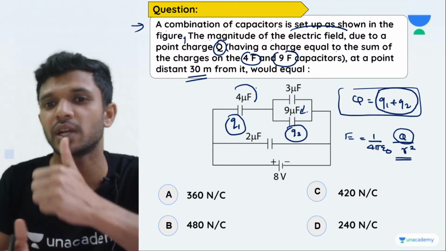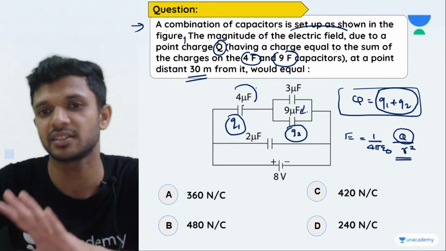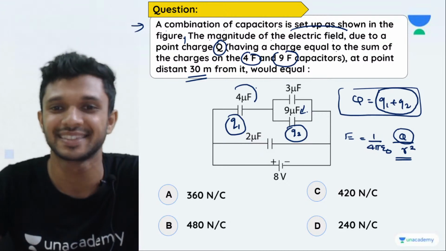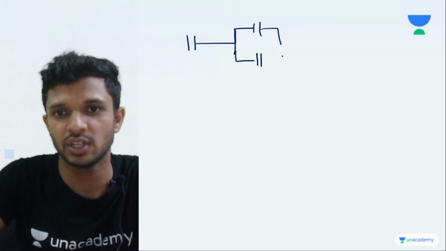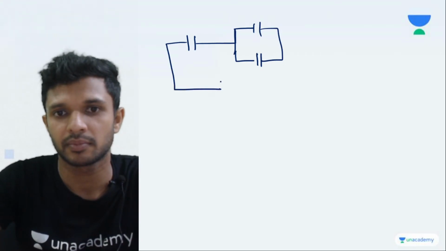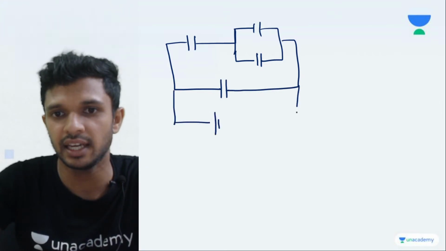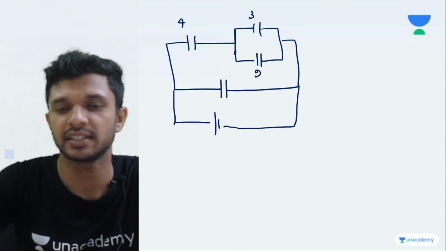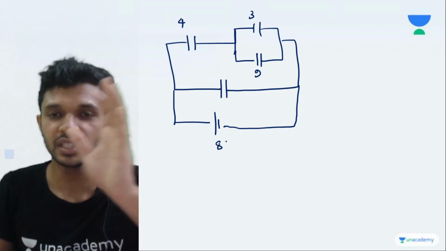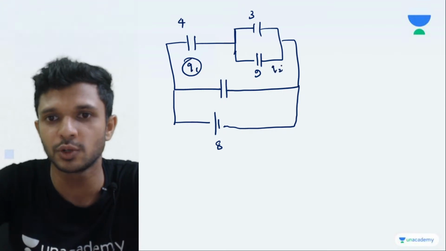Now how to find out this Q1 and Q2? It's very simple. If you know really about solving the circuit of capacitors, it is a very small thing. Let us redraw the diagram in the next and let us proceed. So this is actually our figure, and across this we are providing an 8 volt. This is a 4 microfarad, this is a 9 microfarad, this is 3 microfarad, and this is 8. Now let us see how to find out this Q1 value and this Q2 value.